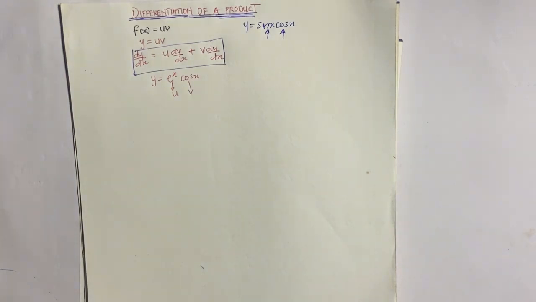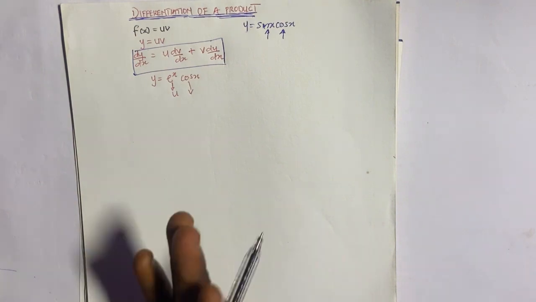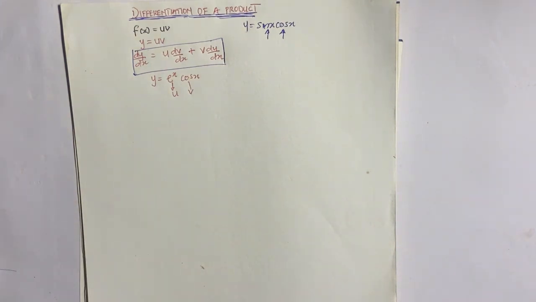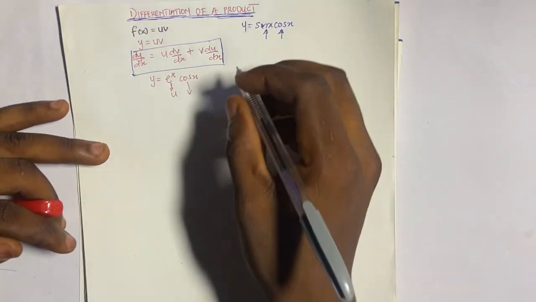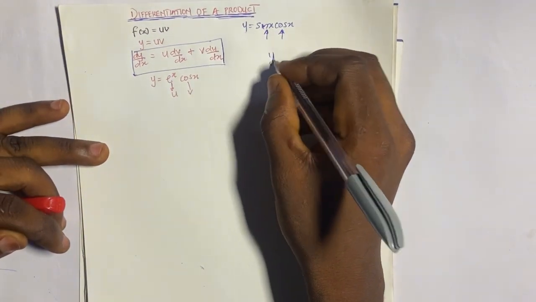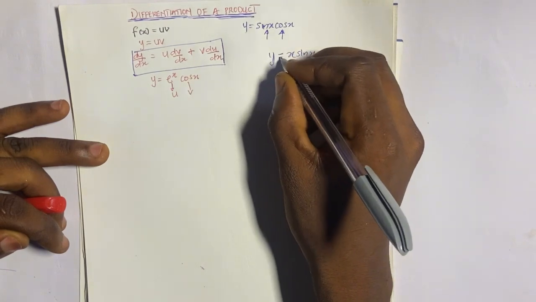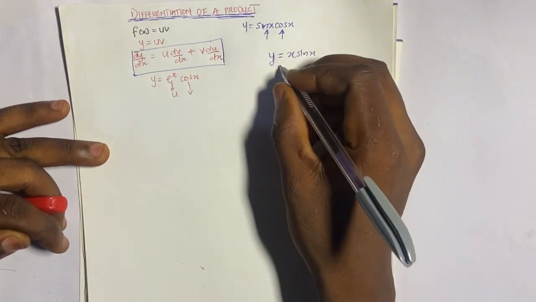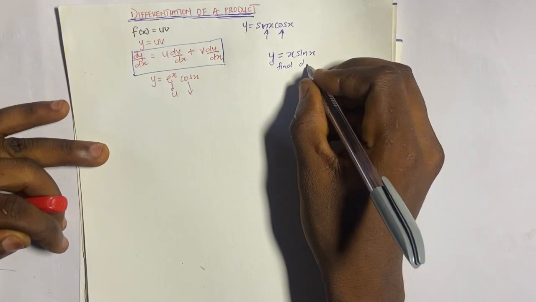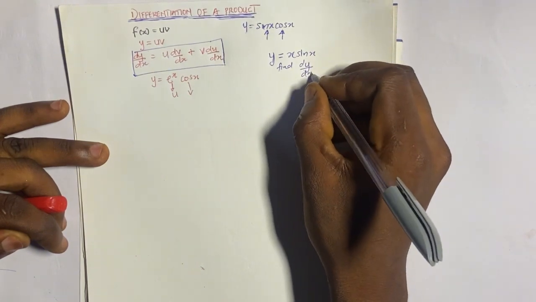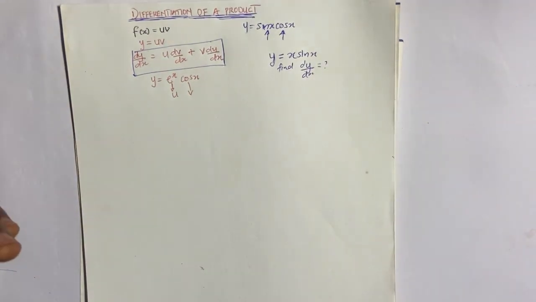In this video, I'm not going to show you how to prove or derive the product rule formula, but I'm going to show you how to apply the formula to solve numerous questions as far as differentiation is concerned. Now let's say we have the first question here. Suppose you are given y equals x sine x, and you're asked to find dy/dx, given that y equals x sine x.